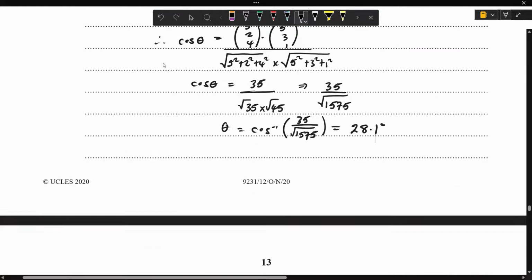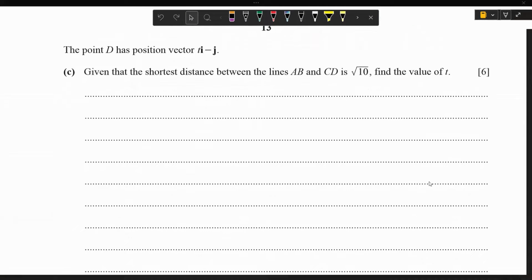Now let's move on to part C. On part C, it says the point D has position vector Ti minus j. Given that the shortest distance between the lines AB and CD is root 10, find the value of t.